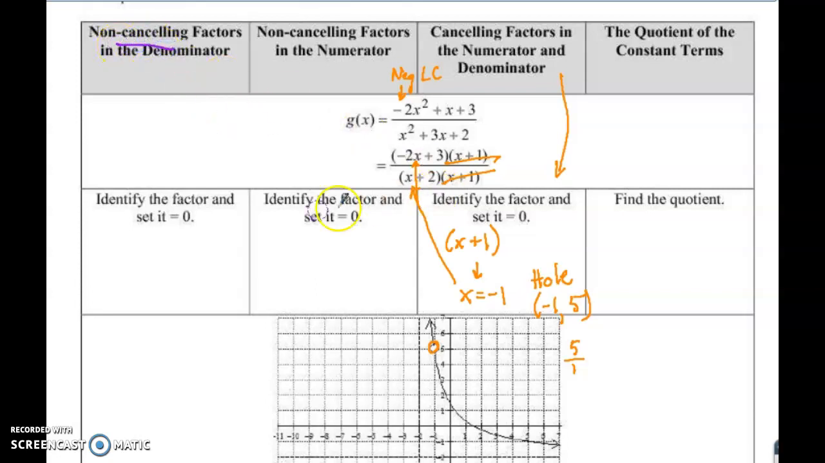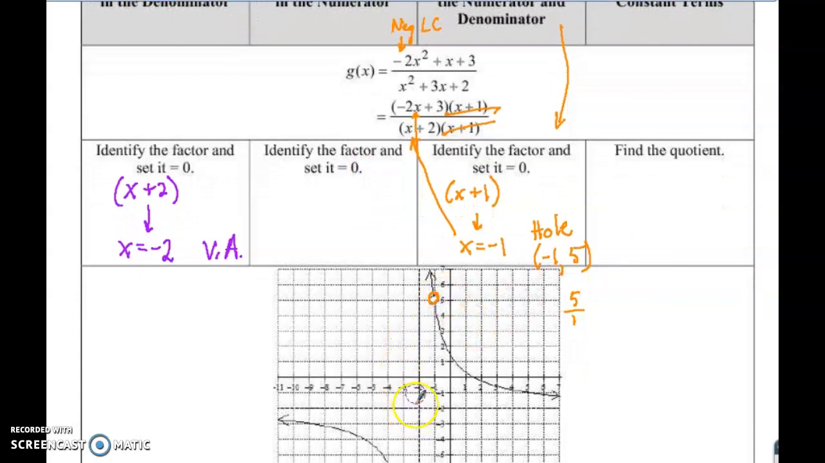before the non-canceling factor in the denominator, which is x plus 2, which would be your clue that x equals negative 2, and when it's non-canceling in the denominator, that's your vertical asymptote. By the way, your graph is down here. I don't know if you noticed that already.